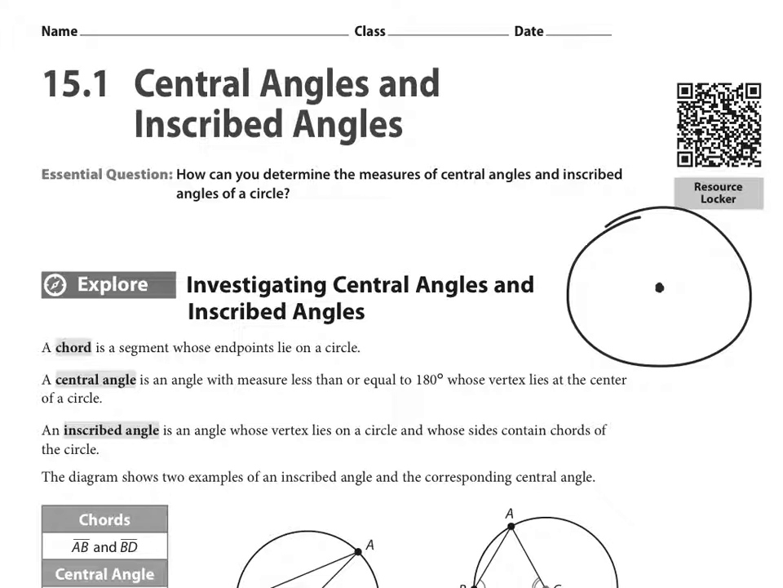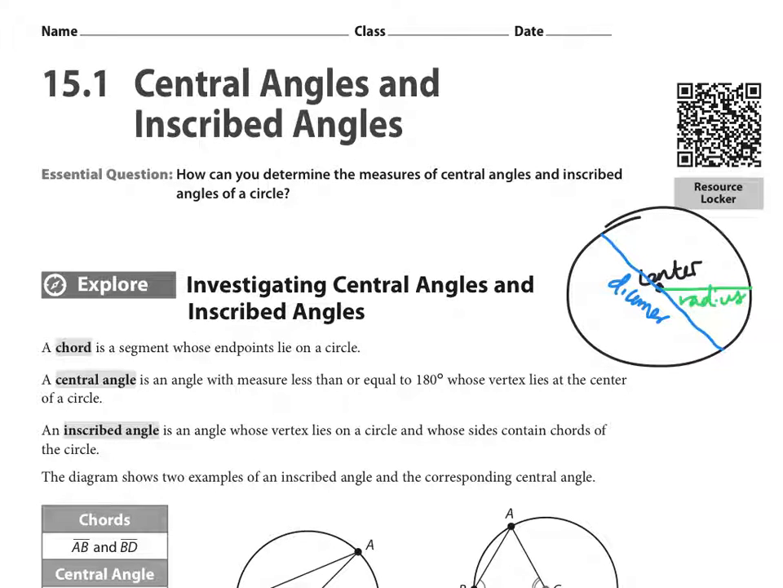Obviously, this point in the middle is called the center. Most of you know that if you take any point that goes from the center to the, I say the edge of the circle, but really it's on the circle itself, that is called a radius. And then if you have a segment that's going to run from one end of the circle through the center of the circle to the other end, that's going to be called a diameter.